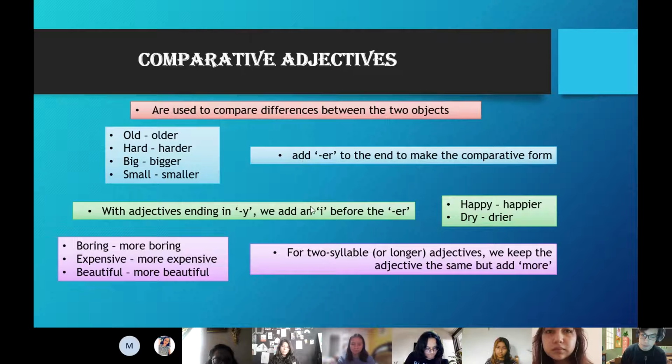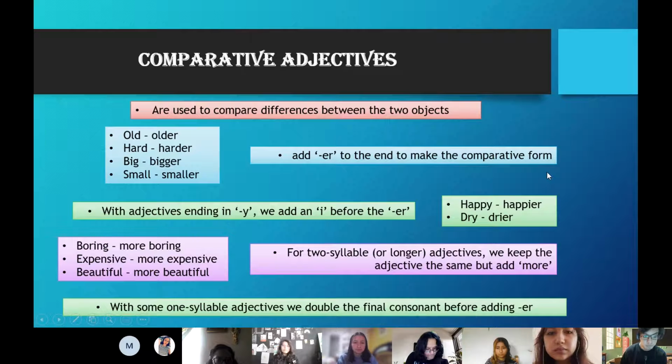Entonces aquí tenemos tres reglas principales. Okay. Something that you have to remember, algo que tienen que recordar, is that with some one-syllable adjectives, we double the final consonant before adding the ER. Con algunos adjetivos de una sílaba, duplicamos la consonante final para poder agregar la ER. Uno de estos ejemplos is big. We double the G, and then we add the ER.